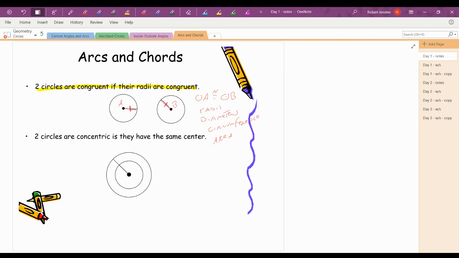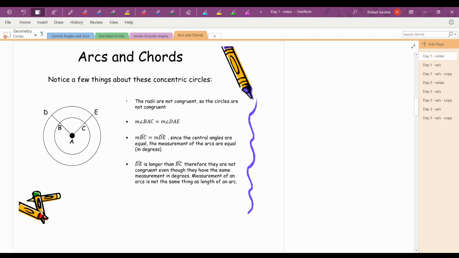In the next example, we have what we call concentric circles. So concentric really just means that they share the center. So in this figure, you can see that the two circles share the center, but they definitely have different radii. So we have the small circle's radius, and then of course we have the larger circle's radius. And they're not equal. So these circles are not congruent. They're just concentric.